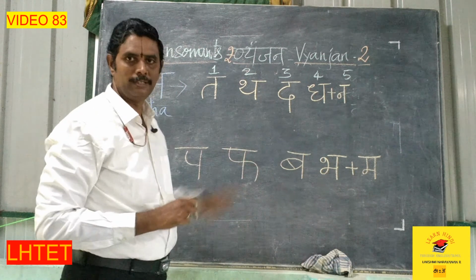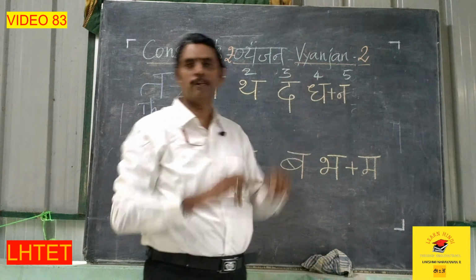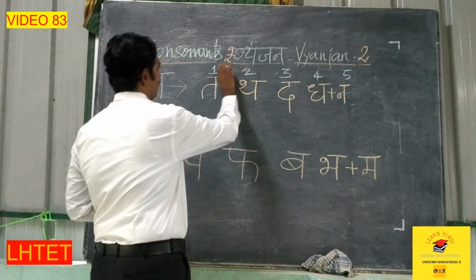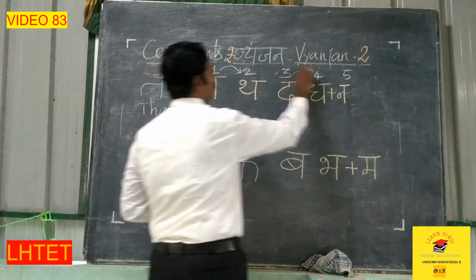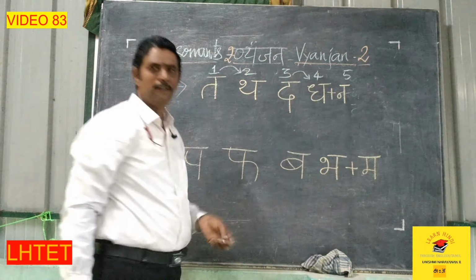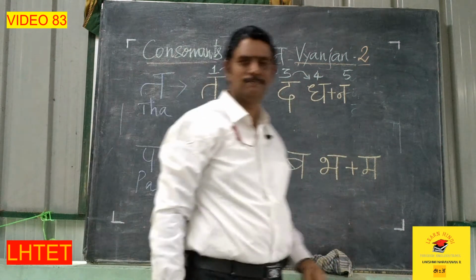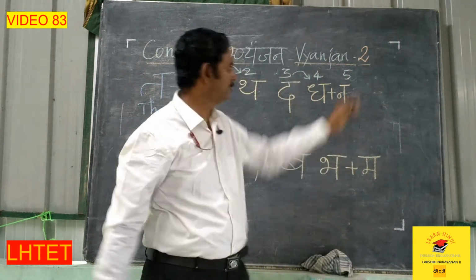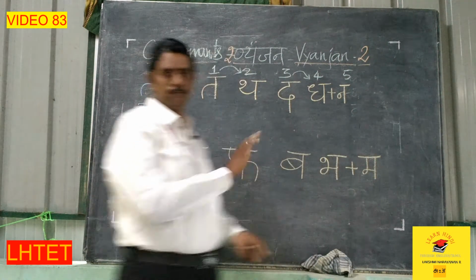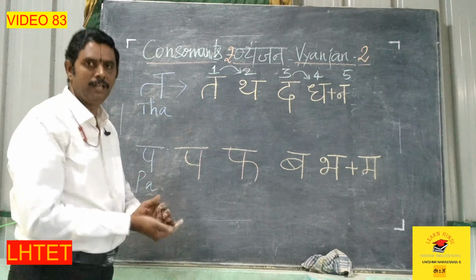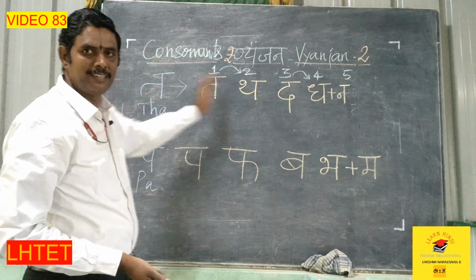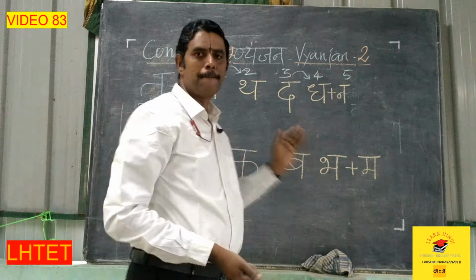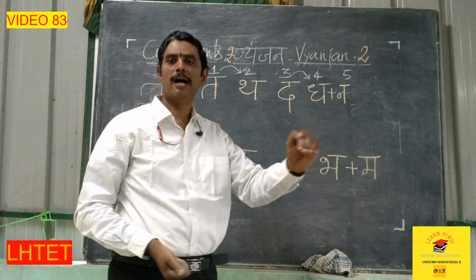The development of the third one is the fourth one. See, the first one's development is the second one. The third one's development is the fourth one. The fifth one is the joining letter. Like that it is coming, 4 plus 1, 4 plus 1. Once again we'll say ta, tha, da, dha, pa, pha, ba, bha, ma.